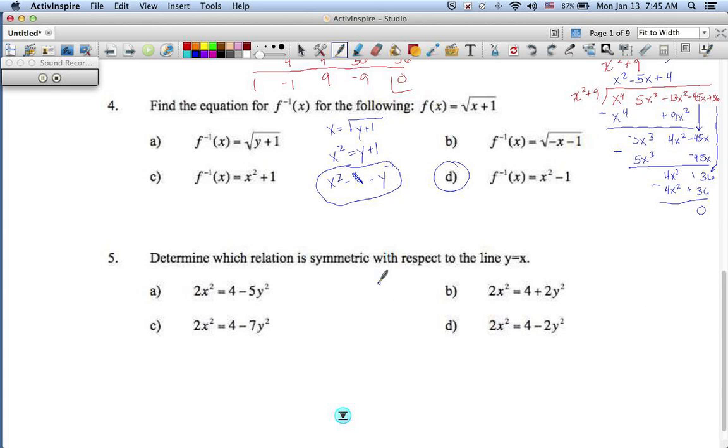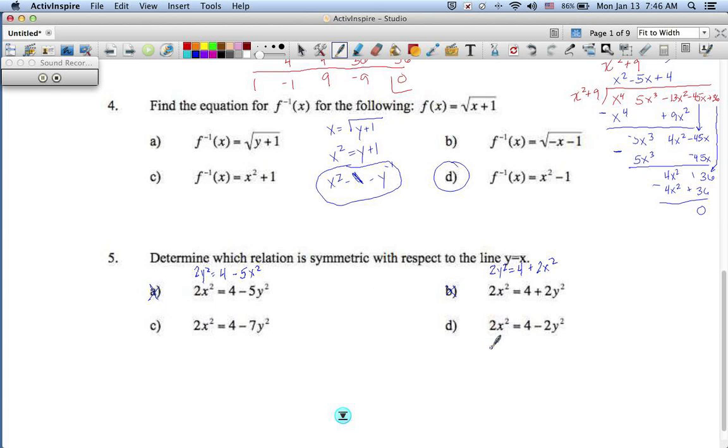Determine which relation is symmetric with the line y equals x. Well, if it has y equals x symmetry, that means I can switch x and y and it will remain the same. So just real quickly, 2x squared and 5y squared, if I switch them, I have 2y squared equals 4 minus 5x squared. So think about that. If I add over here, I get 5x squared equals 4 minus 2y squared. Not the same equation. Over here, they both have 2's. That's a start. So 2y squared equals 4 plus 2x squared. And I'm going to get negative and negative, and this is not going to change. So no, these two, so far they're both out.